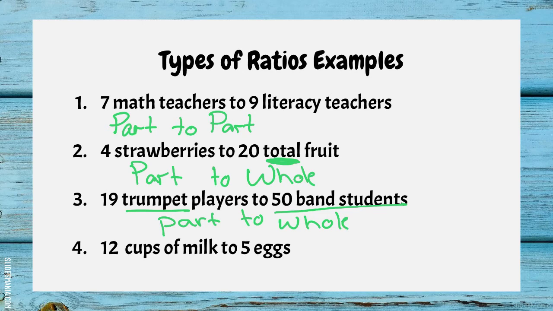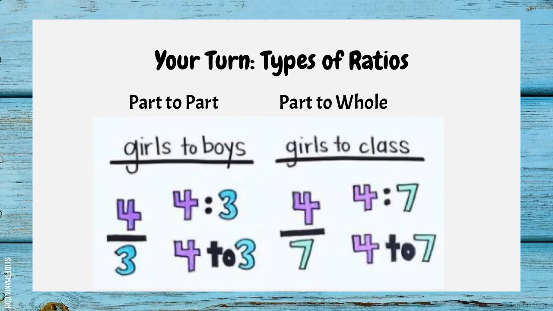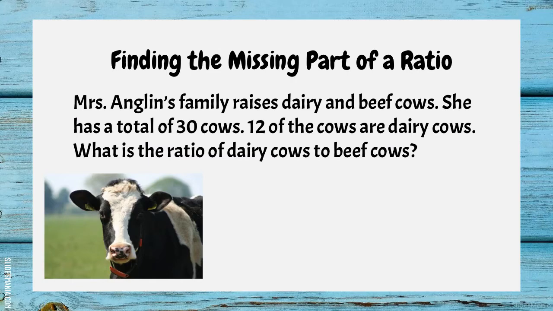Okay, and the last question we have is 12 cups of milk to 5 eggs. So if you had a recipe, part of your recipe is milk, to the other part, that is eggs. Okay, now determine which ones are part to part and part to whole. Part of your assignment on Thursday is going to be, you have to find the missing part of a ratio.